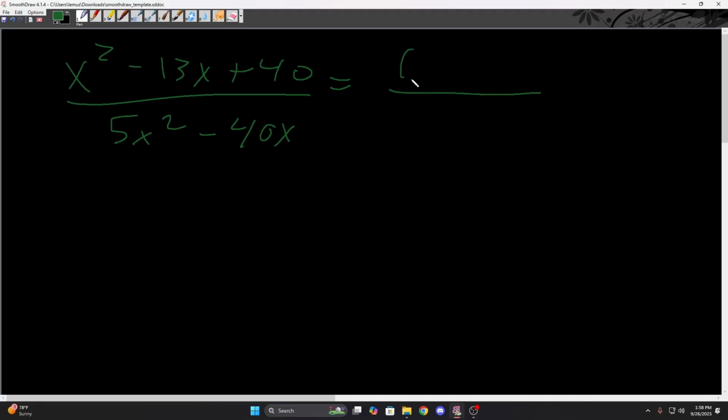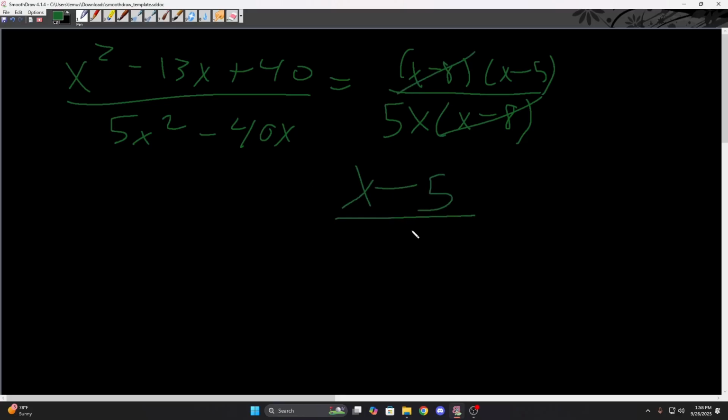The top would be x minus 8 and x plus 5. Wait, no, x minus 5, my bad. And then here at the bottom, it's just 5x, x minus 8. Then you would just cancel out. And your answer should be x minus 5 divided by 5x.